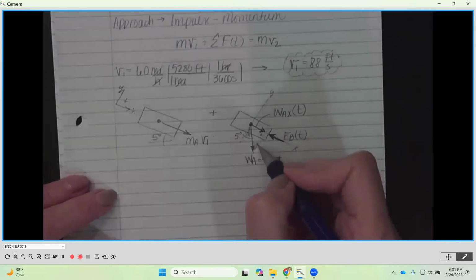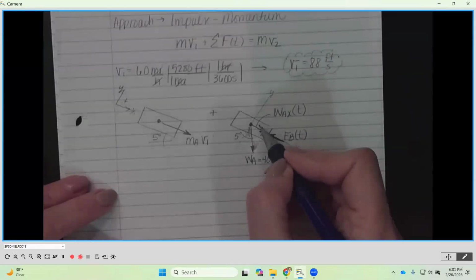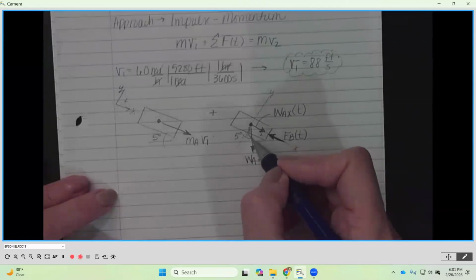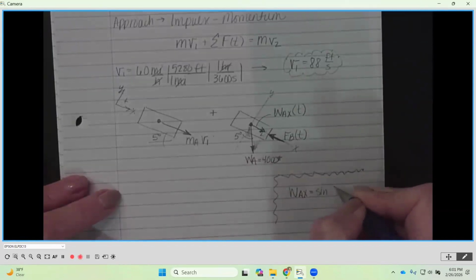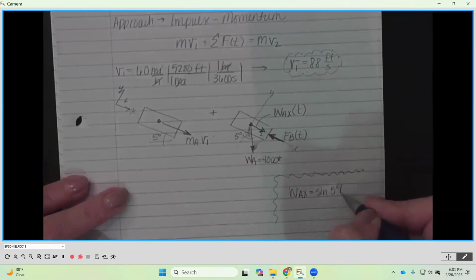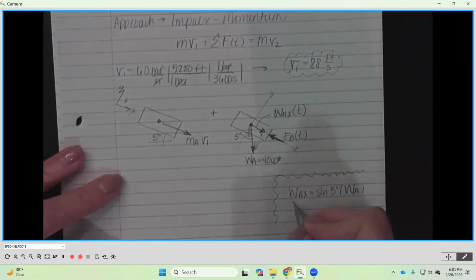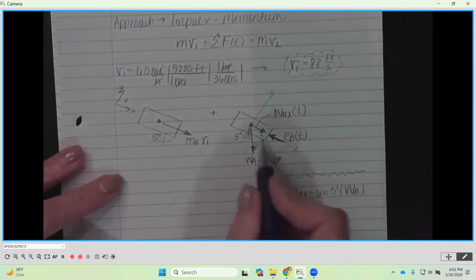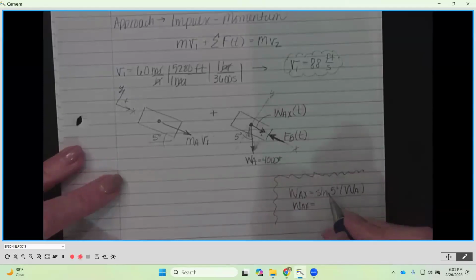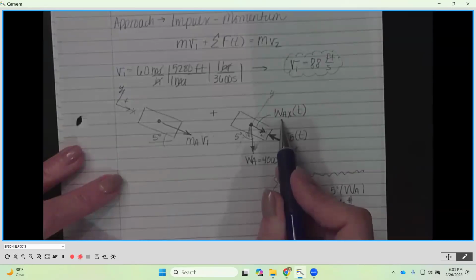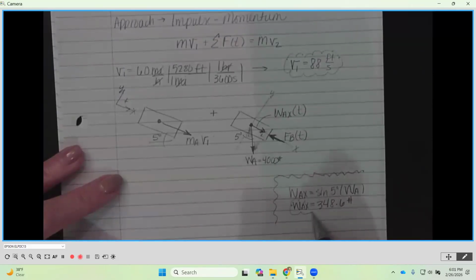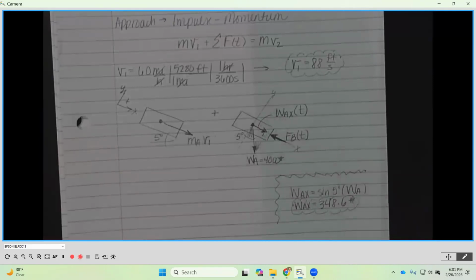If this is 5 degrees, the side opposite is our X component, and we're going to use the hypotenuse. So that's going to be the sine of 5 degrees times WA, which is 4,000 pounds. So that X component going down the incline is going to be 348.6 pounds. That is that value right there. So we will use that when we need it in our equations.